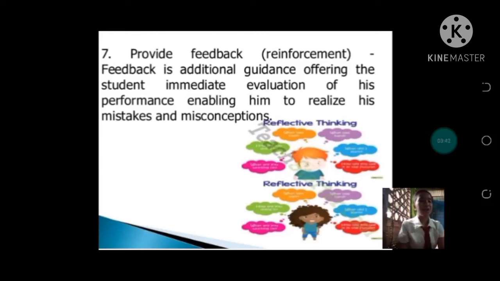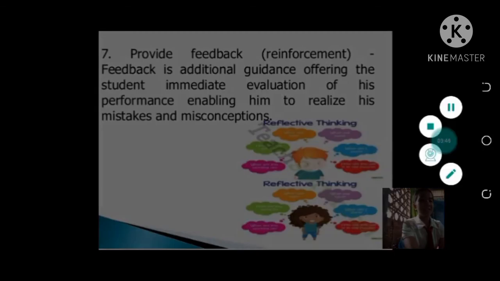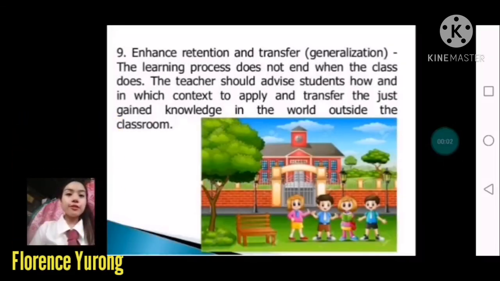So that would be all. So the ninth event of instruction is enhance retention and transfer, or generalization. The learning process does not end when the class does. The teacher should advise students how and in which context to apply and transfer the newly gained knowledge in the world outside the classroom. It means that applying learning in real-life situations is a step toward mastery learning.